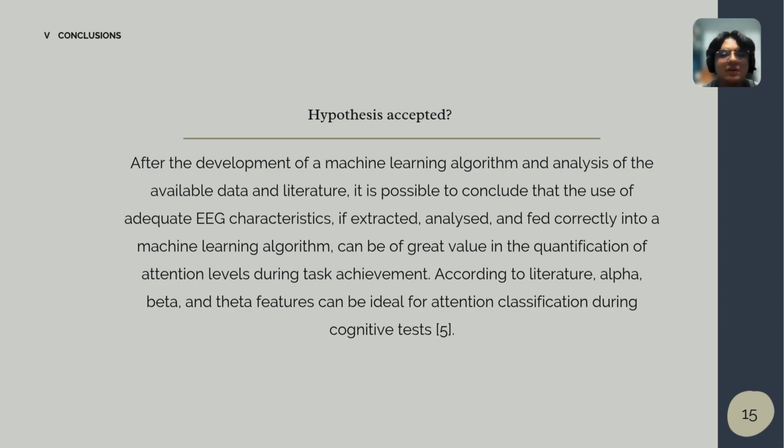After implementing the machine learning algorithm and analyzing both our data and previous literature, we can confirm that our hypothesis is supported. Properly extracted and processed EEG characteristics, especially filters from alpha, beta, and theta bands, can significantly contribute to the classification of attention levels during test executions. This conclusion aligns with existing studies that highlight the effectiveness of these frequency bands in detecting cognitive states during tests like Stroop. Therefore, we can state that the hypothesis is accepted, as our findings validate the use of EEG and machine learning for attention quantification.